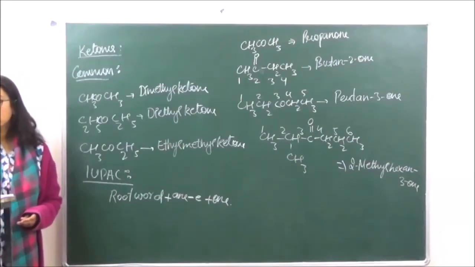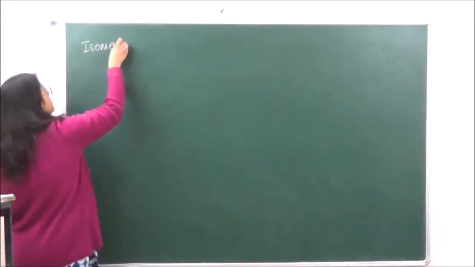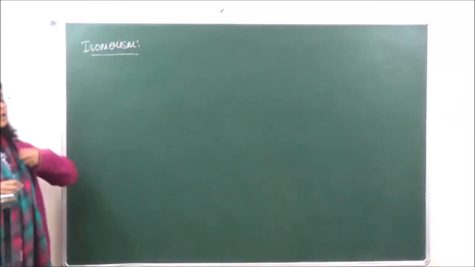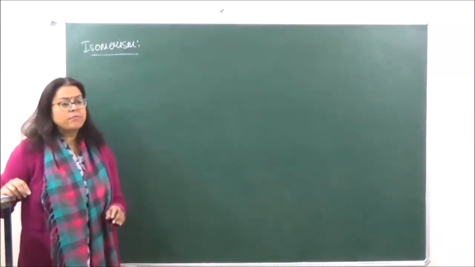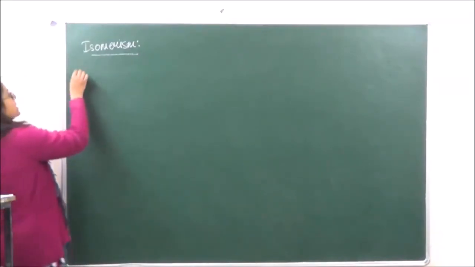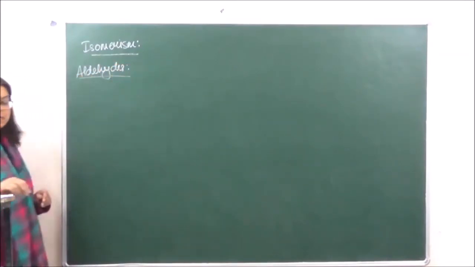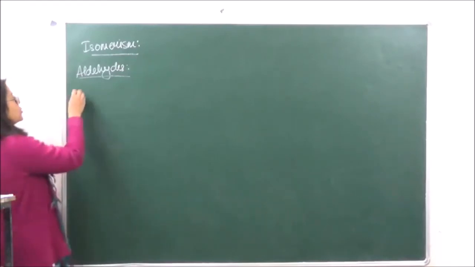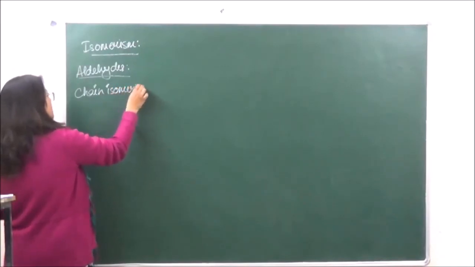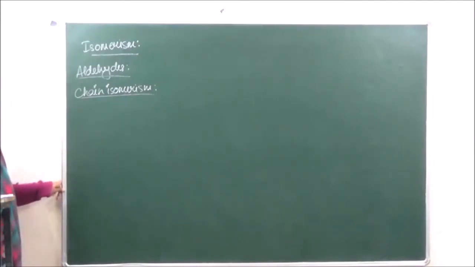Okay. Next we are going to discuss isomerism in aldehydes and ketones. Isomerism. We know what isomerism is. All compounds having the same molecular formula but different structural formula are known as isomers of each other. So let's first discuss the isomerism in aldehydes. The first type of isomerism it shows is chain isomerism, where the molecular formula is going to be the same but the chain is going to be different.